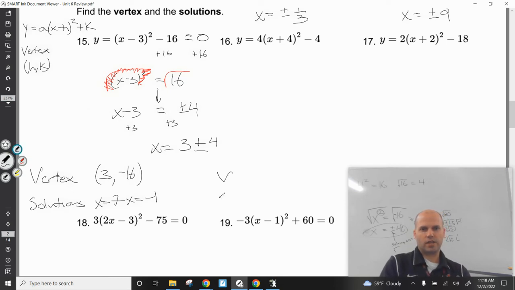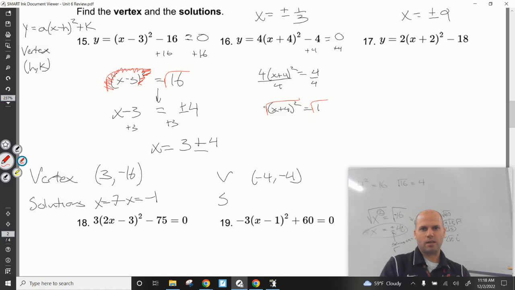Okay, vertex and solutions for the next one. The vertex will be at negative 4, negative 4. How do I know that? H is negative 4 because it's plus 4. K is negative 4. Let's find my solutions. I'll start by adding 4 to both sides. I'll then divide both sides by 4 to isolate the square. The square is isolated. I'm ready to square root both sides.